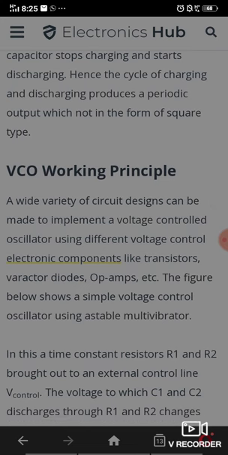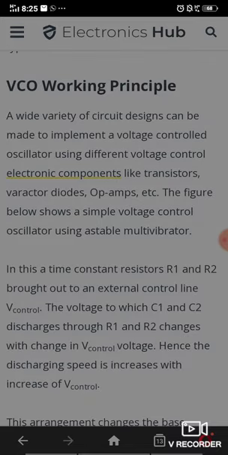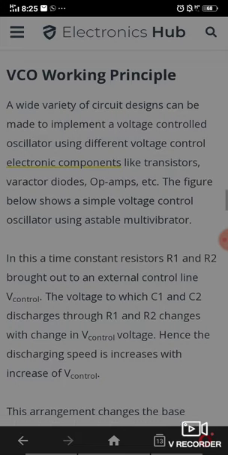VCO working principle. A wide variety of circuit designs can be made for a voltage controlled oscillator using different electronic components like transistors, varactor diodes, and op-amps. The figure below shows a simple voltage controlled oscillator using an astable multivibrator. In this, the timing constant resistors R1 and R2 are brought out to an external control line.